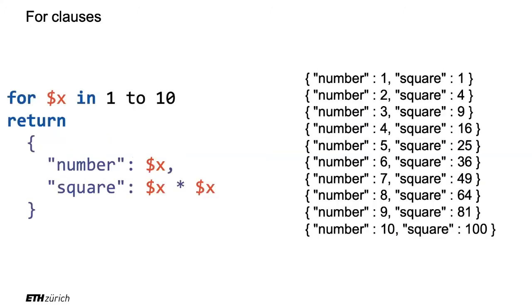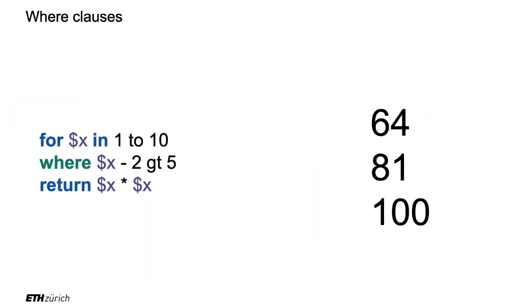In order to see that, let's introduce one more clause: where. So imagine what this is doing. For $x in 1 to 10, so we bind in turn to all integers from 1 to 10, where, that's a selection, we filter out some of these bindings, where $x minus 2 is greater than 5. So this means that we basically have 8, 9, and 10 that are surviving, right?